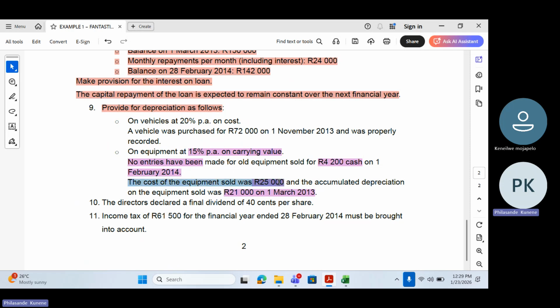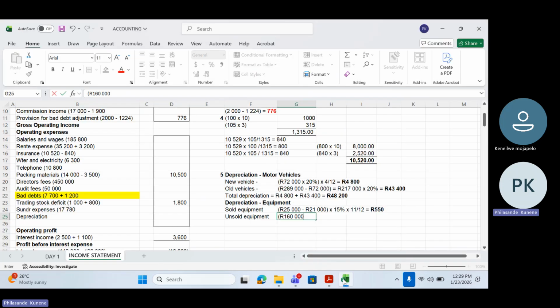The cost of the equipment sold was 25,000. So we need to remove this 25,000 first from where? From that 160. So I'll say minus 25,000 rands. How much is the cost after removing the old? 135,000. So it's going to be 160 minus 25,000, right? 135,000. So this is the cost of the equipment after removing the sold one, right?